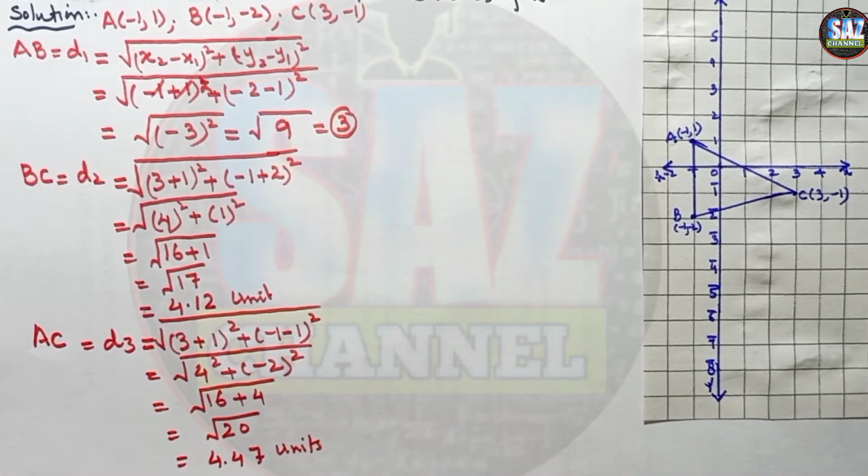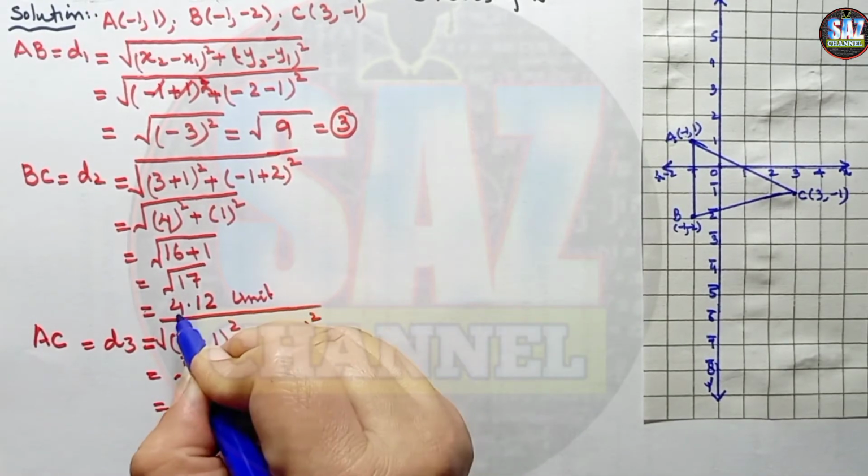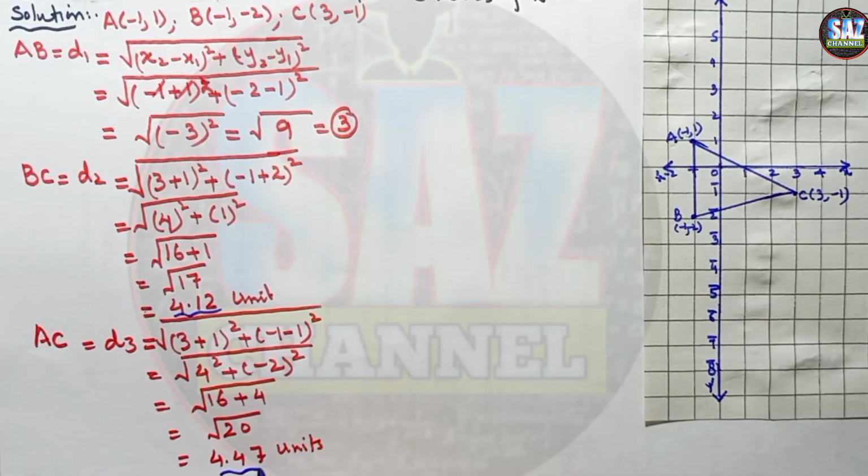Okay, and now let me quickly block these answers. This is 4.12 units and this is 4.47 units. I hope the first problem is solved, and the second is that we have to find the area of the triangle.